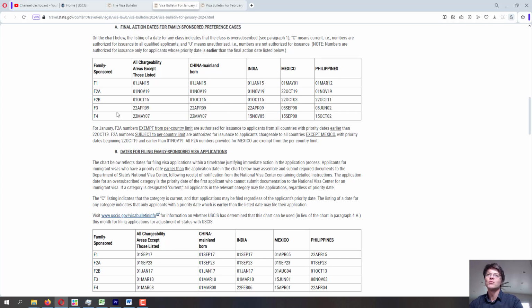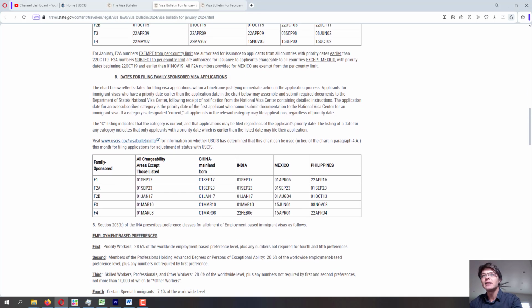So F3 no movement, F4 no movement, F2B no movement, F1 no movement on the chart A. So for February Visa Bulletin, only good news is for F2A. Kind of unfortunate. Personally, I'm really always looking at F4 because I have I-130 for my brother, and still no movement. Okay, well, let's move on to the graph B and take a look what's going on.